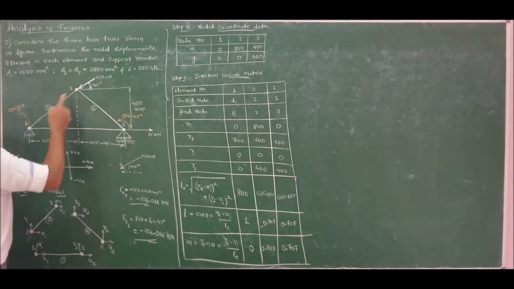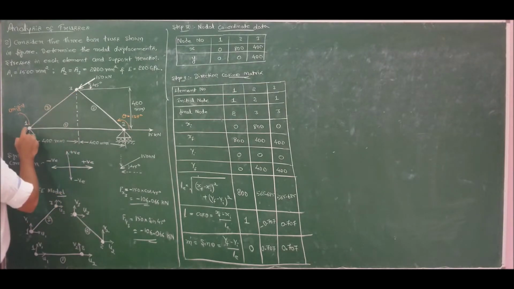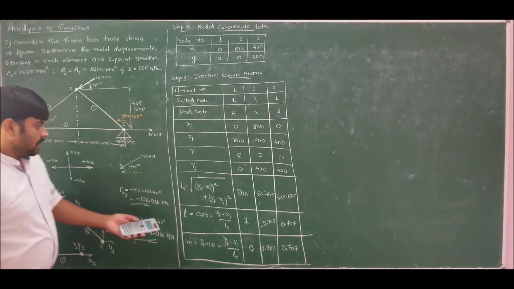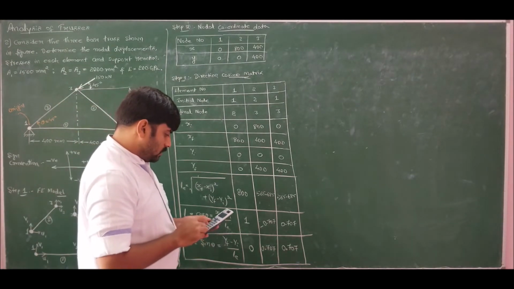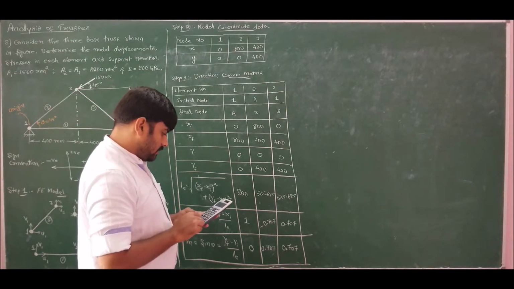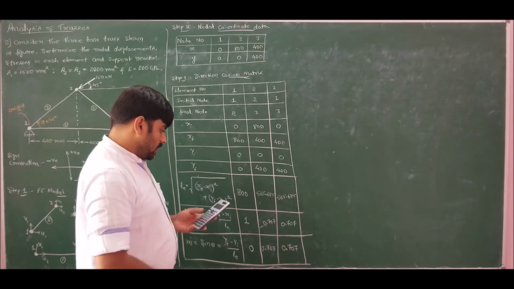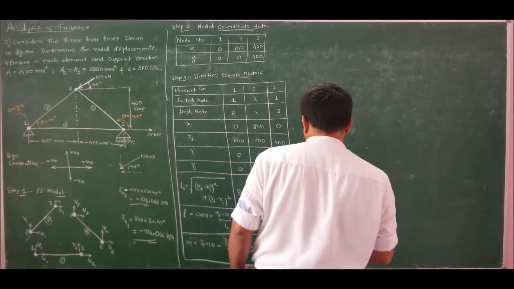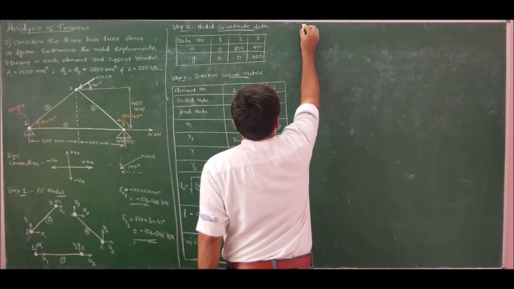Now coming to element 3, among 1 and 3, 1 is the least, so this is the initial node. So at the initial node, from the positive x direction, measuring angle theta in counterclockwise direction, it is clear for us, it is 45 degrees, because tan inverse of 400 by 400 is 45. So therefore cos 45 and sin 45 is equal to 1 by root 2. 1 by root 2 is 0.707, which is correct. So therefore the answers are correct. Now moving ahead to step number 4.